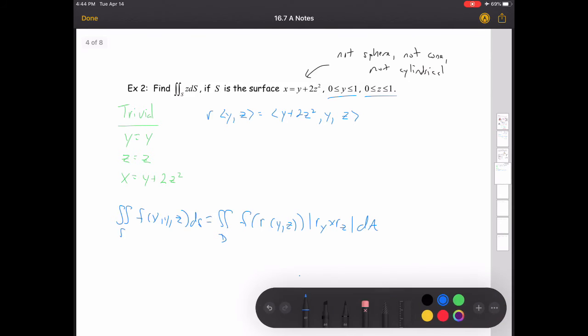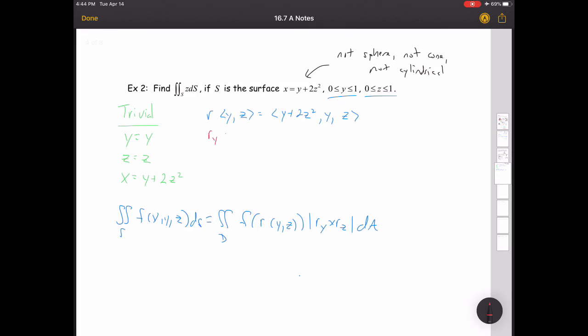So what we need is that cross product. So for our cross product, first of all, we need r sub y. R sub y, the partial with respect to y, is going to be 1, 1, 0. Yeah, that looks right. And then we need the partial with respect to z. The partial with respect to z is going to be 4z, 0, 1. And then we need to cross those 2 things, so we'll need r sub y crossed with r sub z.